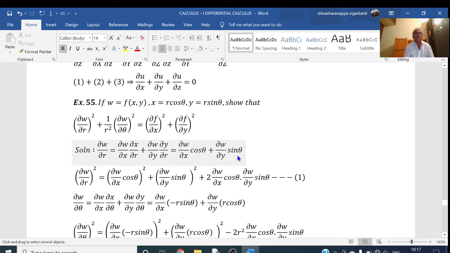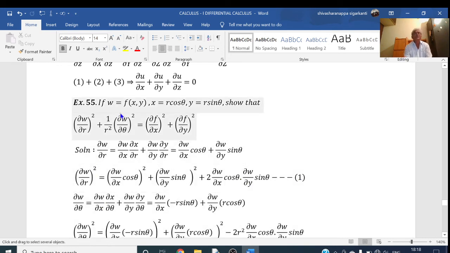Now squaring this, the right hand side is a plus b whole square, a square plus b square plus 2ab. So (dou w by dou x cos theta) square plus (dou w by dou y sin theta) square plus 2ab, that is 2 into dou w by dou x cos theta into dou w by dou y sin theta. I will call this equation 1.